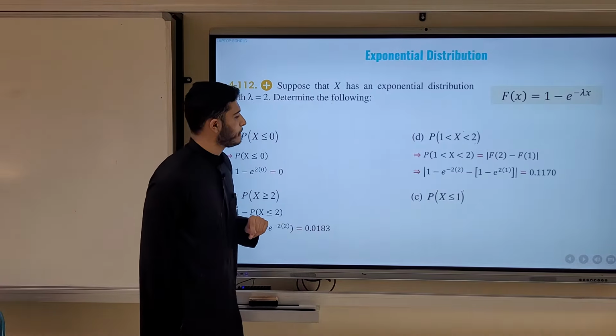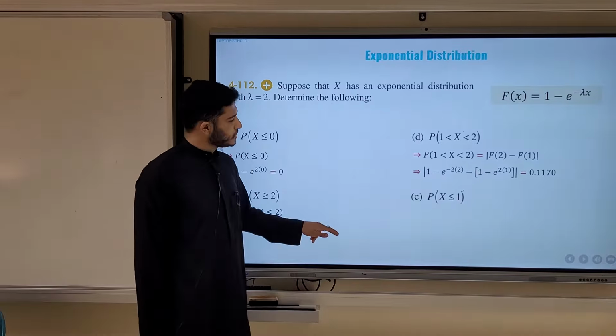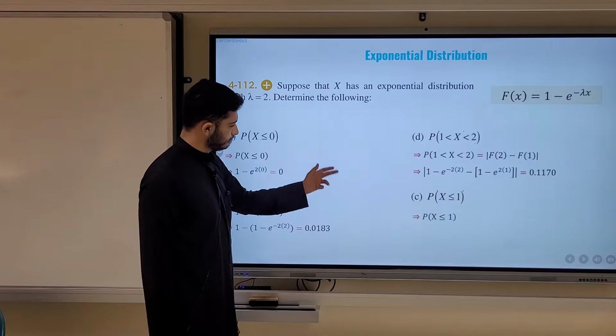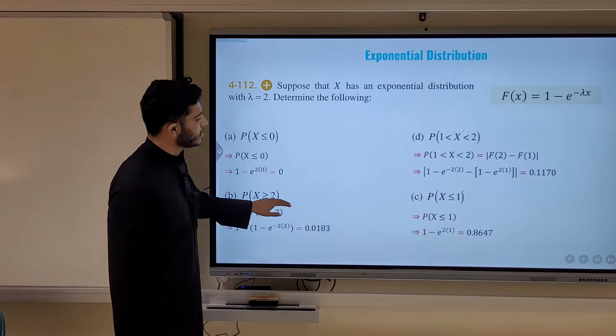Here, yes. Last one, probability of capital X less than or equal 1. There is nothing tricky about it. Same idea. You have the x and you have lambda. Implement the formula right away.